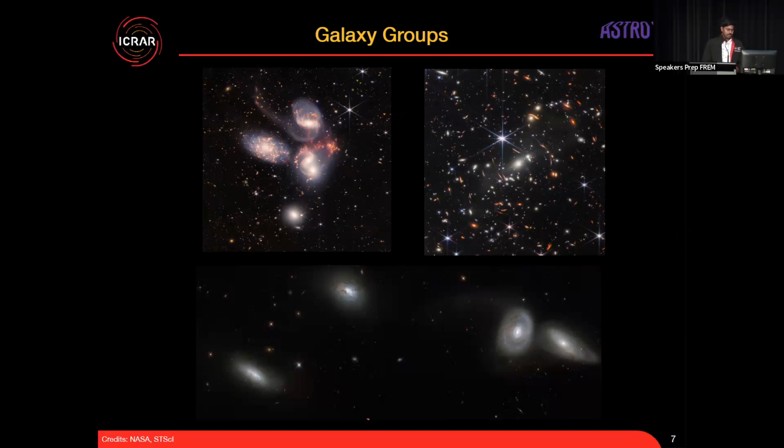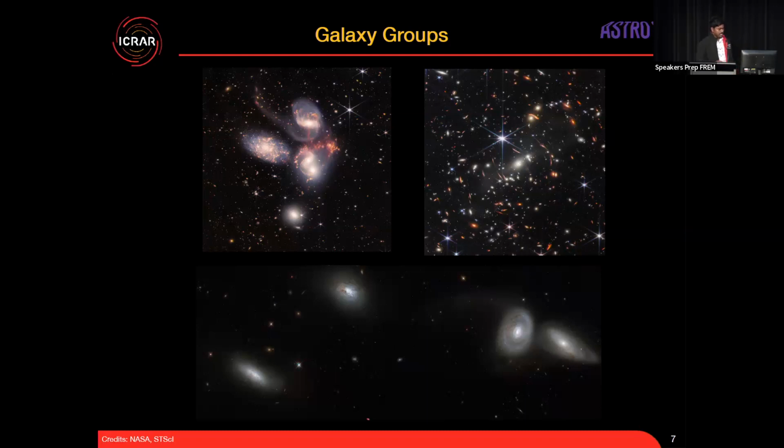And usually, very high mass groups above 10 to the 14 solar mass are generally referred to as clusters. But in this talk, I'll be referring to anything with two or more galaxies as groups in my work. So you might even know most of these groups. The one on the top left is Stephan's Quintet, and on the right is the SMACS cluster, as it's known.